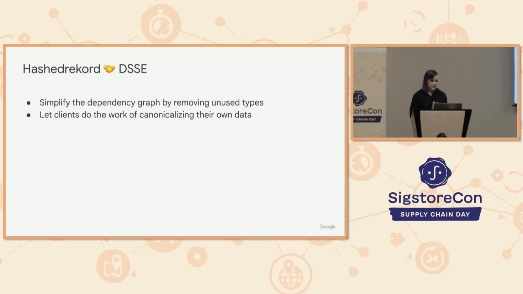So as Hayden said, we found through analyzing traffic on the public good instance that the hashedrekord and DSSE types seem to be by far the most used. There isn't a lot of use for those application-specific types. So in the next version of Rekor, we want to make those the only types available, and that will simplify the Rekor code base a lot and remove a lot of dependencies from Rekor. That will mean that clients now have to be in charge of canonicalizing those entries themselves into one of these types.